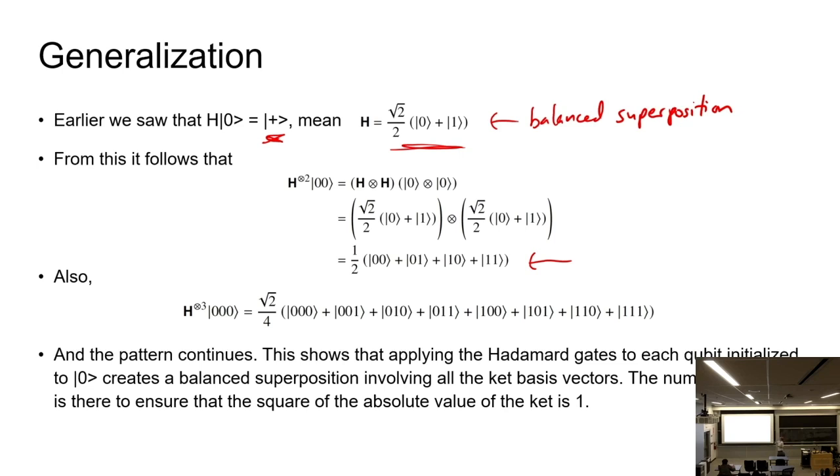The number out front is there to ensure that the square of the absolute values of the Kets sums to 1. This normalization constant, just to generalize it for ourselves, is 1 over square root of 2 to the n, right? Where n is the number of qubits.